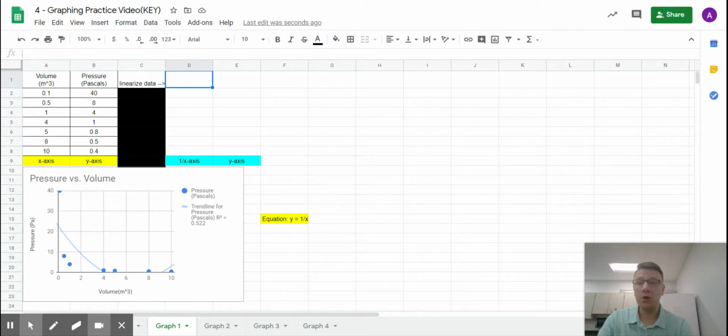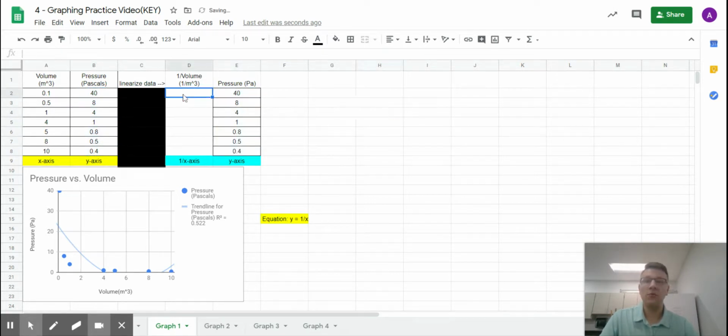This means I have to change my title too. It's no longer volume, but it's 1 divided by volume. That also applies to the units: it's 1 over meters cubed. By the way, the caret symbol there is what we use for exponents. So we now have 1 over volume, and we'll leave pressure the same, and that's going to be in pascals.